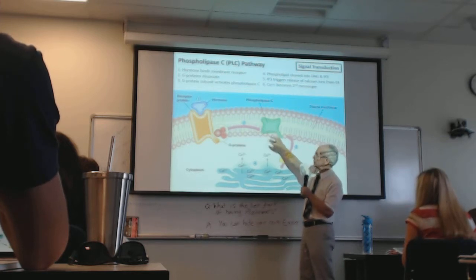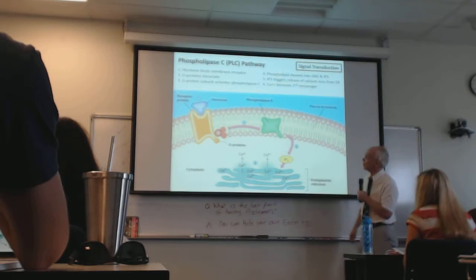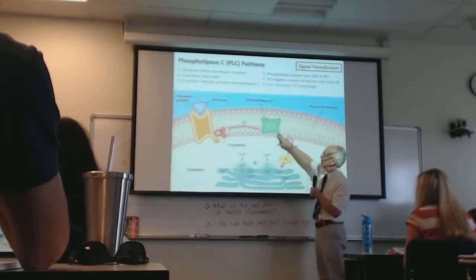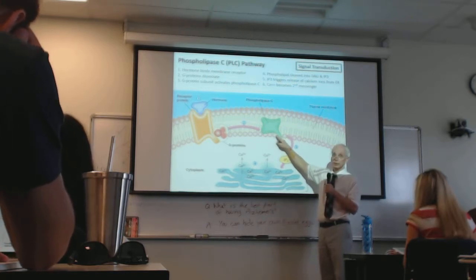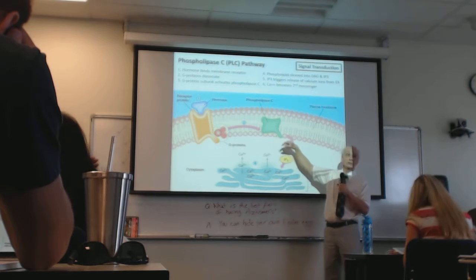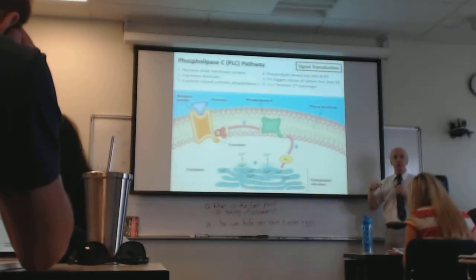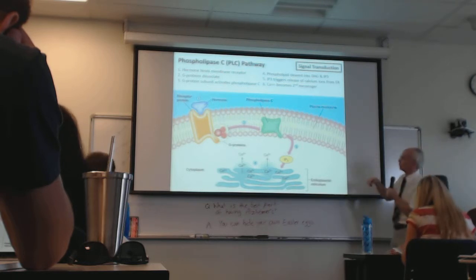Remember, the adenylate cyclase is a transmembrane protein in the PKA pathway. Rather, this is a phospholipase. If you had to guess, what do you think a phospholipase does for a living? Right, it's an enzyme that catalyzes cleavage of phospholipids. And where do you find phospholipids? In the cell membrane. All right.